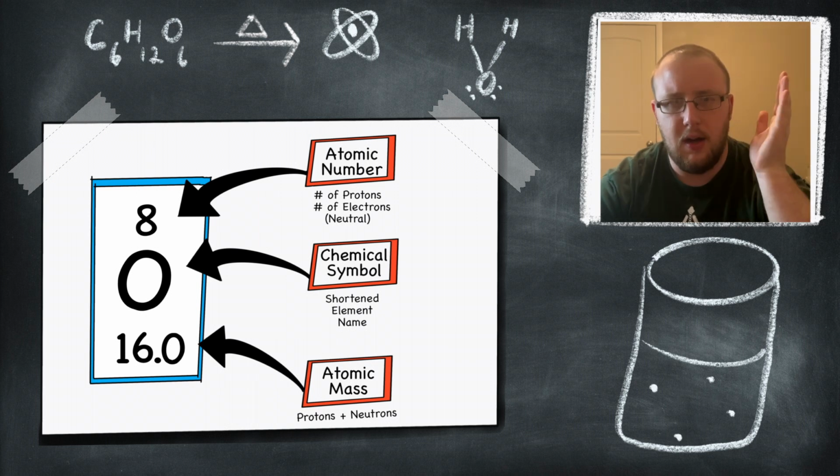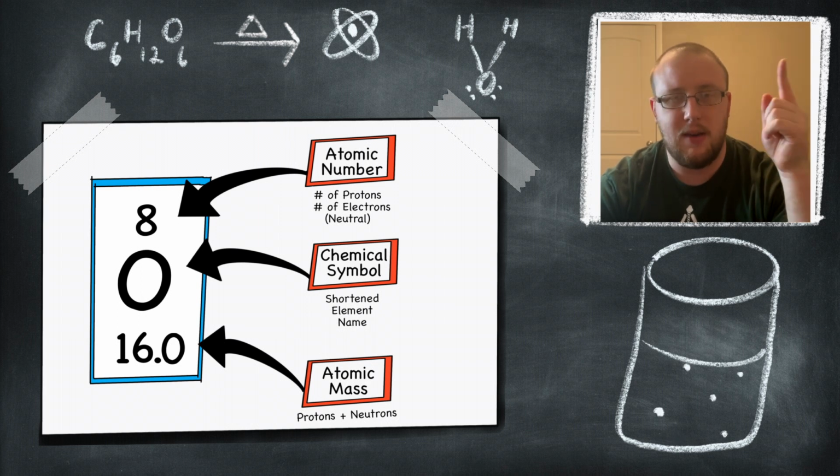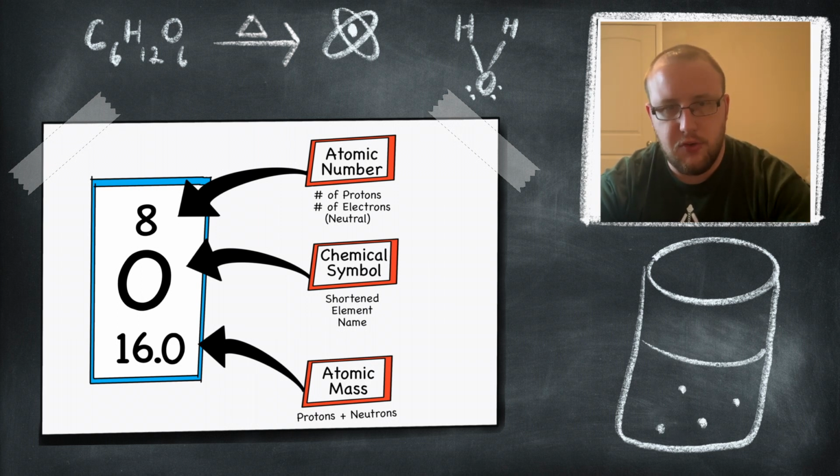If we're given oxygen, oxygen has 8 protons because its atomic number is 8. In order to find the number of neutrons, we just take the atomic mass and subtract the number of protons from it. So if I'm not mistaken, oxygen has an atomic mass of 16. So 16 minus the atomic number of protons, 8, is going to give me 8 neutrons.